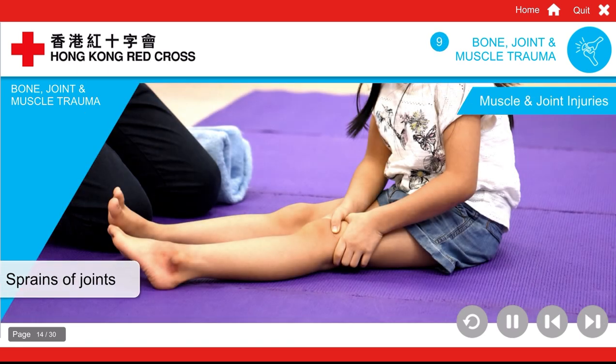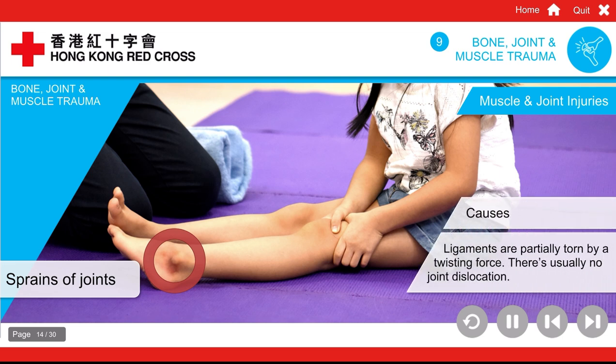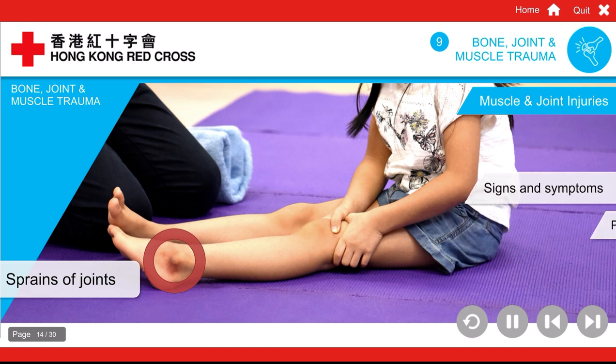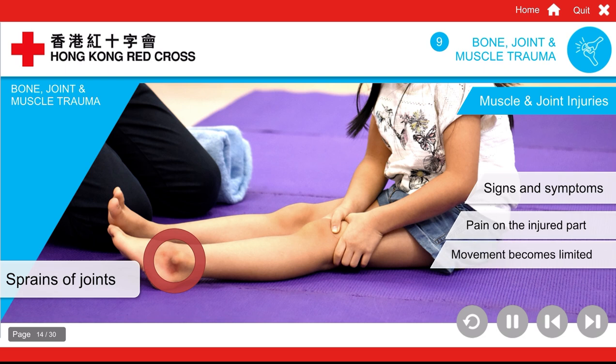We'll move on to talk about sprains of joints. The condition occurs mainly because ligaments are partially torn by a twisting force. There's usually no joint dislocation. Symptoms include pain on the injured part. Although movement becomes limited, the victim can still maintain a certain level of activity. The injured part also shows no deformity.